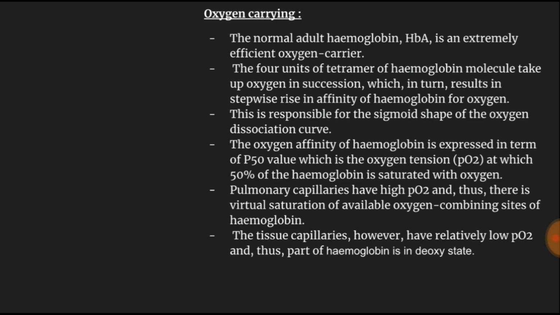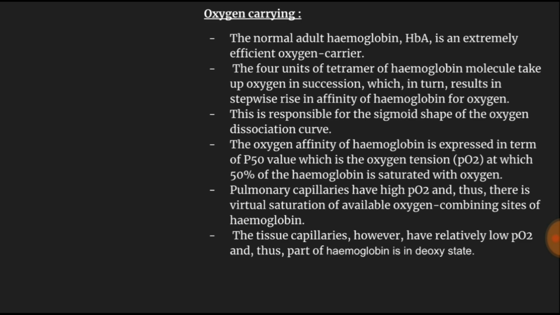Now moving to the next point, oxygen affinity with the hemoglobin is expressed as P50, the efficiency at which the hemoglobin can hold on to the oxygen. That is, the oxygen tension at which the saturation of oxygen with the hemoglobin is around 50%.